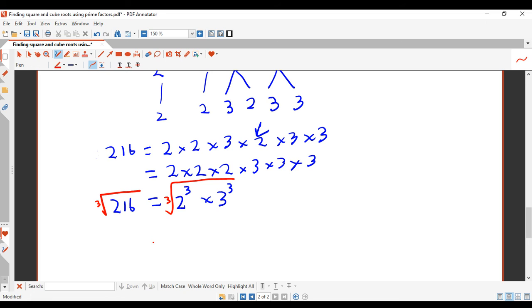Now, cube root is the opposite of cubing. So those operations undo each other. They're the opposite operations. So the cube root will undo the power of 3. So I can just write this now as 2 times 3, which equals 6. Okay, so the cube root of 216 is equal to 6.